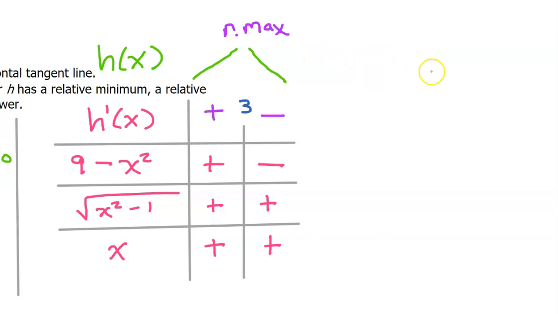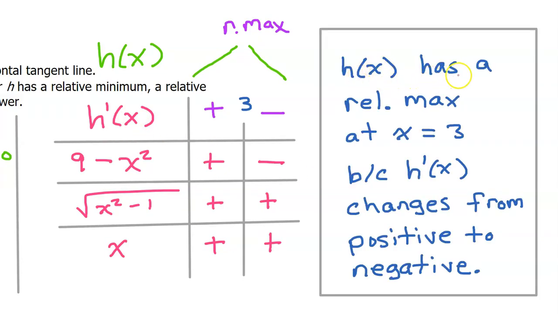Let's write up our summary and justification. But when you write your justification, do not mention the original function h. We are going to justify using the first derivative test, so make sure you are only using the first derivative in your justification. h of x has a relative max at x equals 3 because h prime changes from positive to negative.